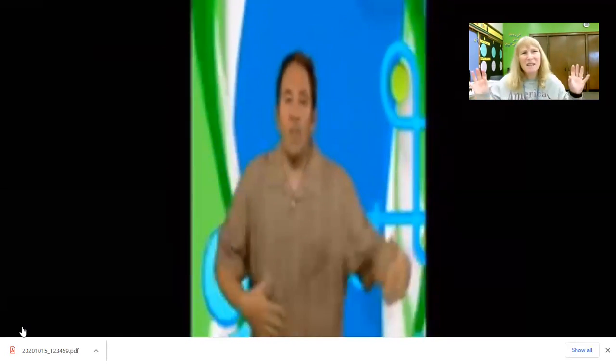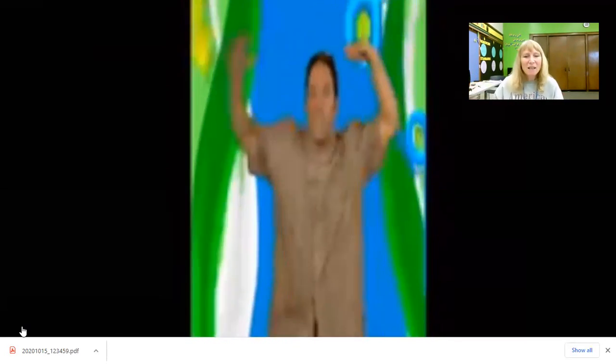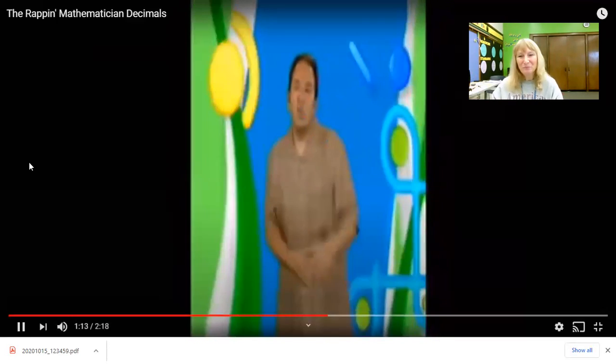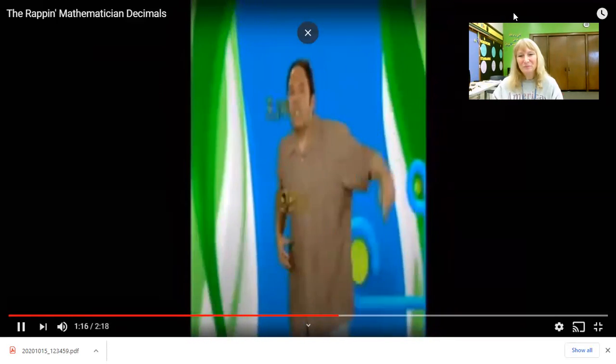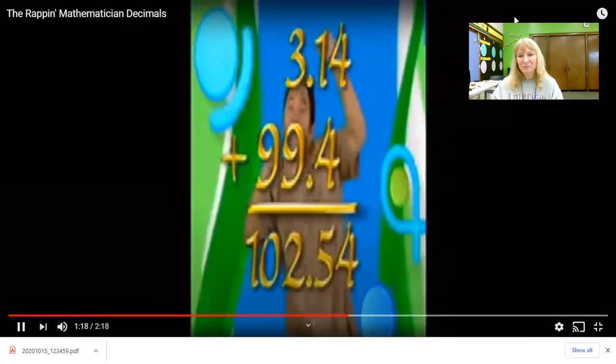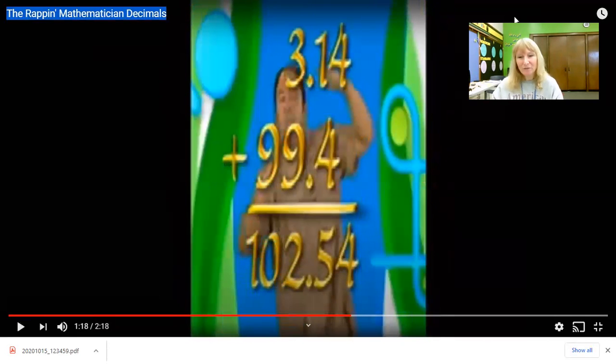Line up the dot, give it all you got. And thus this concludes the decimal song. With the rapid mathematician, you can't go wrong. Just line up the dot and give it all you got.